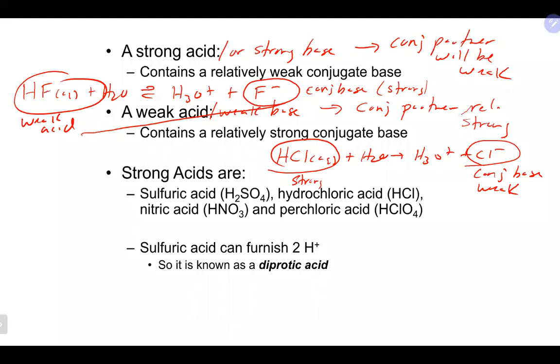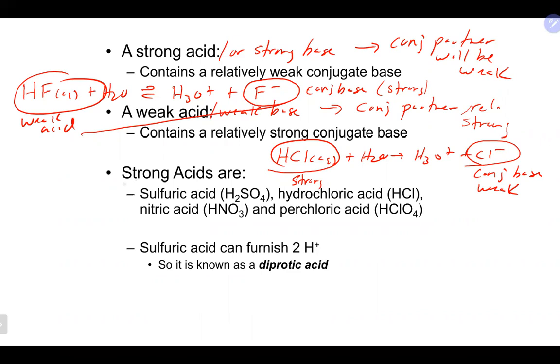We're not going to get into any of those reactions, but that is sort of the relationship between the acid and base. If it's a strong acid or strong base, its partners will be weak. And if it's a weak acid or weak base, its conjugate partners on the other side will be relatively on the strong side. They're not as strong as a strong acid or a strong base.